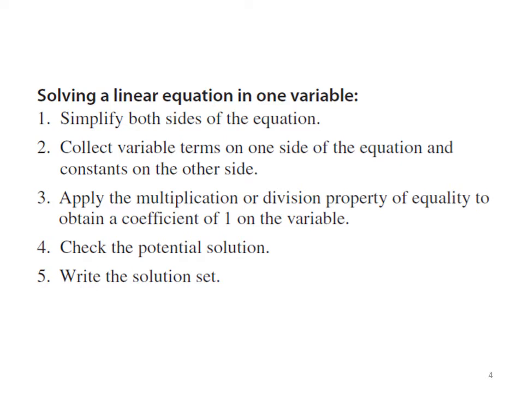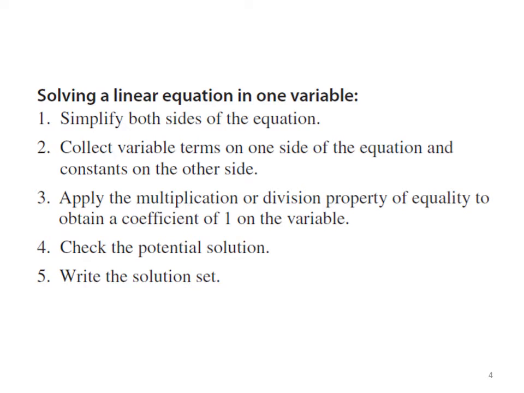How to solve linear equations if you have an equation in one variable. Here are the general steps to solve these equations. The first step is to simplify both sides of the equation. Simplification may involve division or multiplying, but that's the first step. Collect the variable terms on one side, the terms that have the variable, and then the constants, which are the numbers, on the other side.